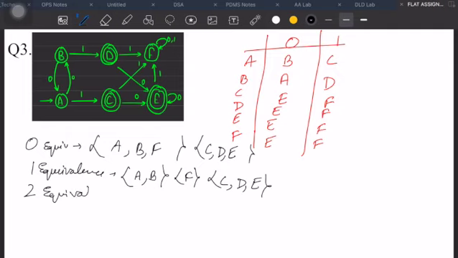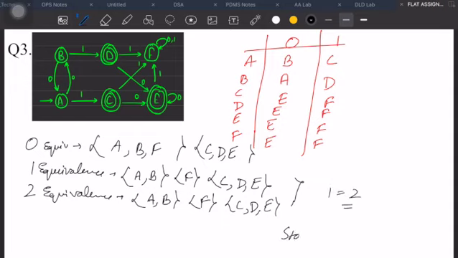So it's time for the second equivalence. Now for the second equivalence we'll check AB. On getting input 0, AB is going to A and B, which are in the same set. So AB is equivalent, as C and D are in the same set, and the same holds here. Now you can clearly see that the first equivalence equals the second equivalence. So now we have to stop the process.